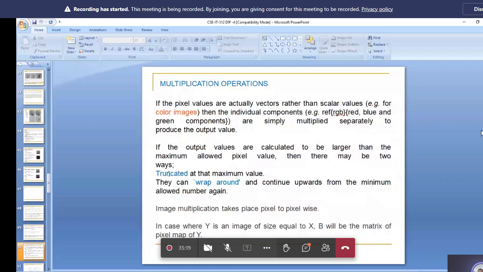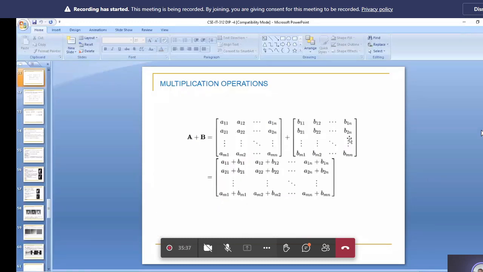So image multiplication takes place pixel-to-pixel wise. In the case where y is an image of size equal to x, b will be the matrix of the pixel map of y. So, we have to change the sign here. This is the first a, this is the second b, and we have to multiply them here in the same way. Now take this example of the multiplication operation.